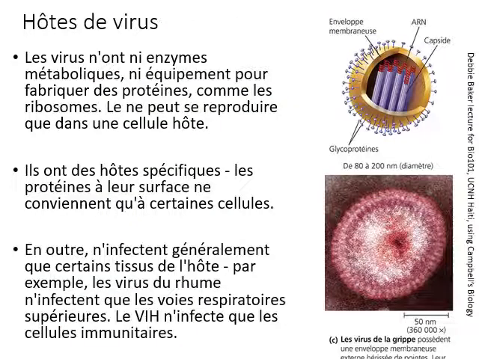Viruses don't have metabolic enzymes, and they don't have equipment for making proteins. They can't reproduce on their own. They can only reproduce in a host cell. Also, they usually infect only certain tissues in the host. For example, the cold virus infects only the upper respiratory tract.